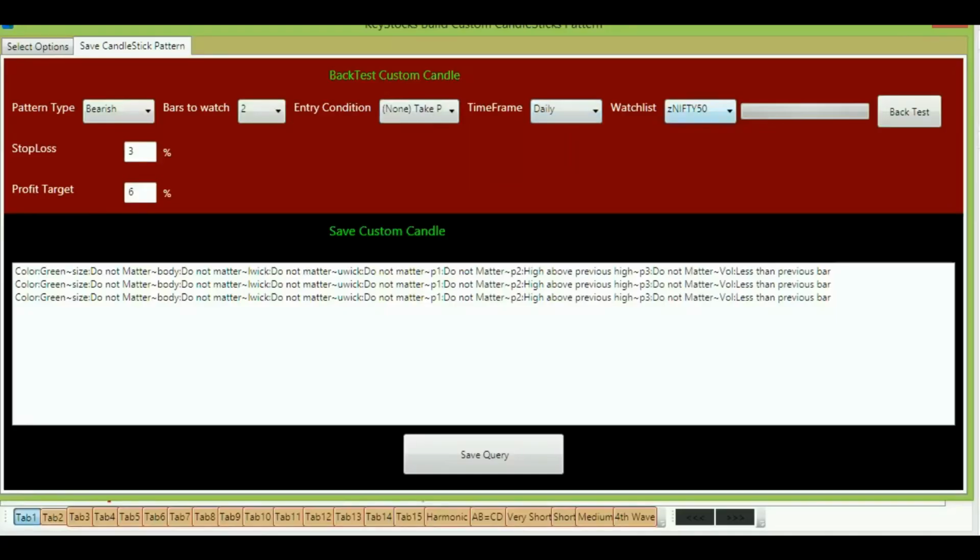Next two options are simple, and they are the time frame on which we want to backtest and the watch list. Last two options are stop loss and profit target for the trade. If we don't want them to be considered, then enter high values like 10% for stop loss and 20% for target.